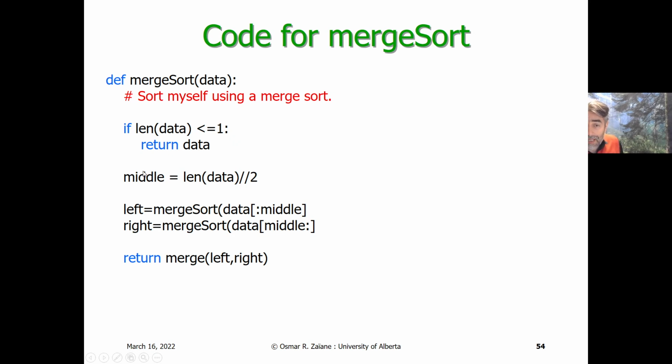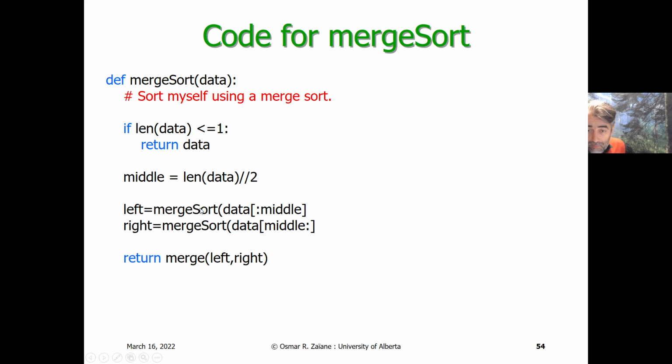I'll get the middle. Now, I will sort the data from the beginning to middle, and I will call it recursively, merge sort, the same function. I have a parenthesis missing here, closing and closing. So the merge sort of the data from the beginning to middle, that becomes my left. It'll be sorted. And I will merge sort the data from the middle till the end, and that will be right. So if left and right are sorted, I'll just merge them with the algorithm that we just saw, and that's what I will return.